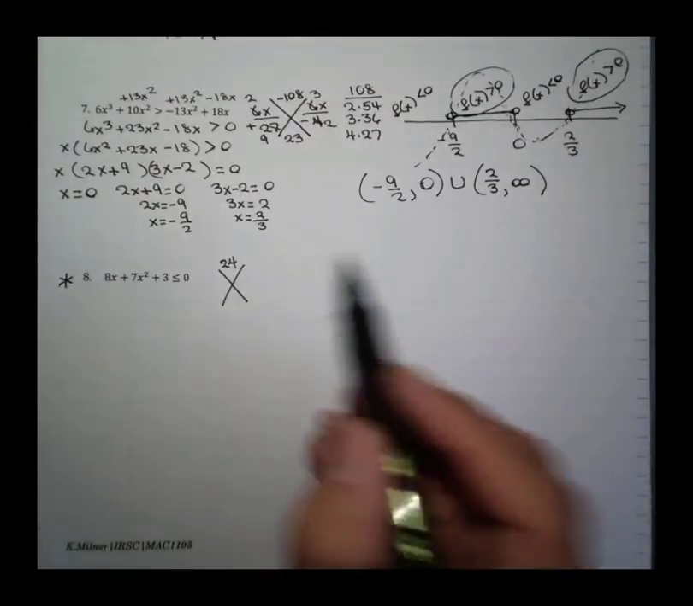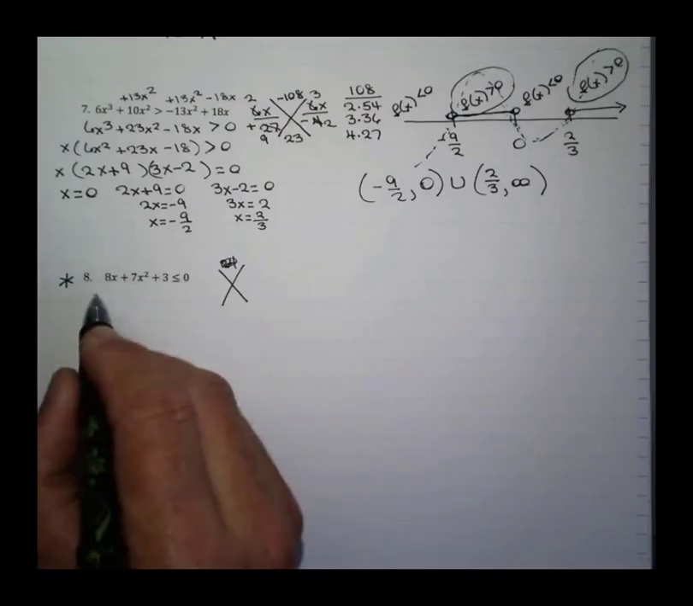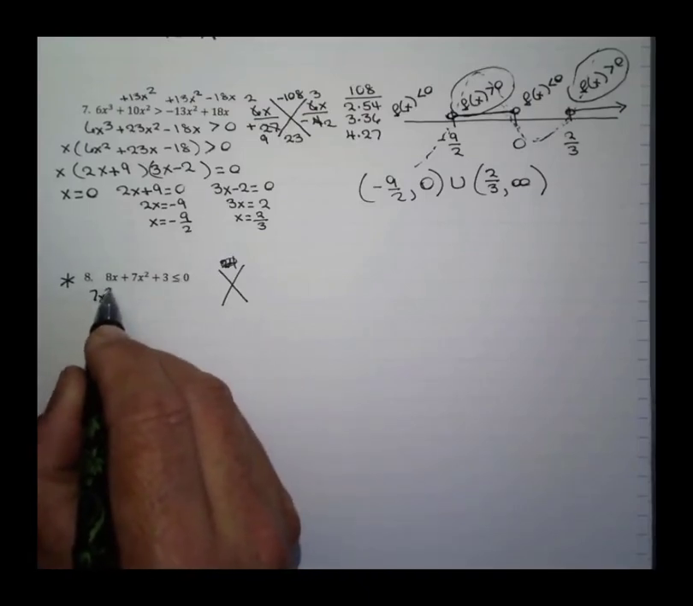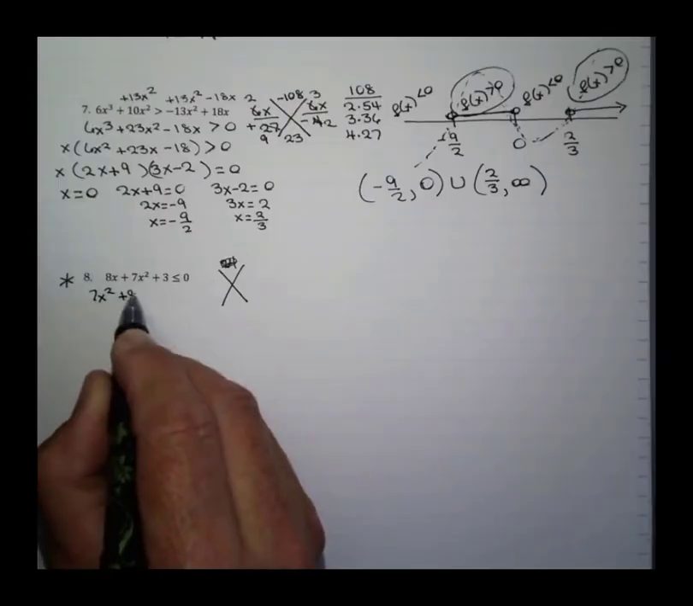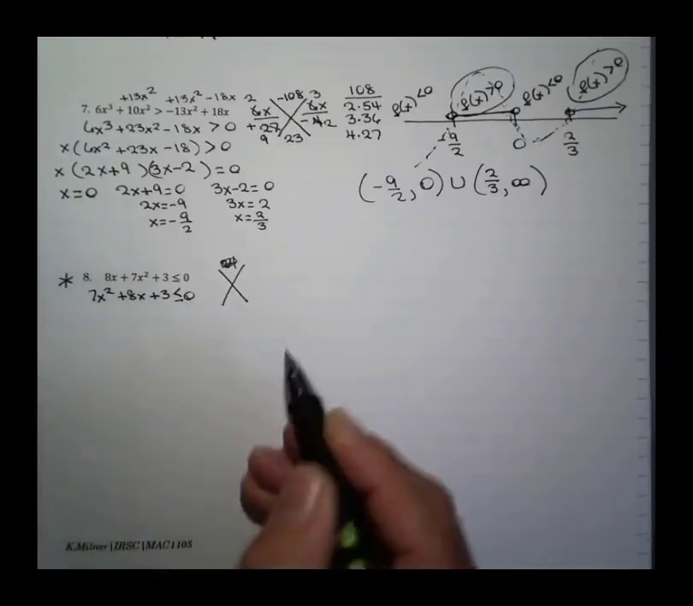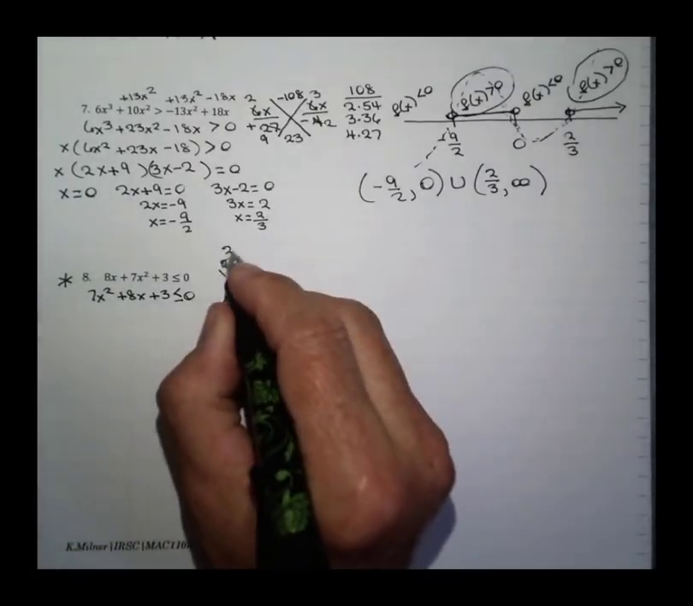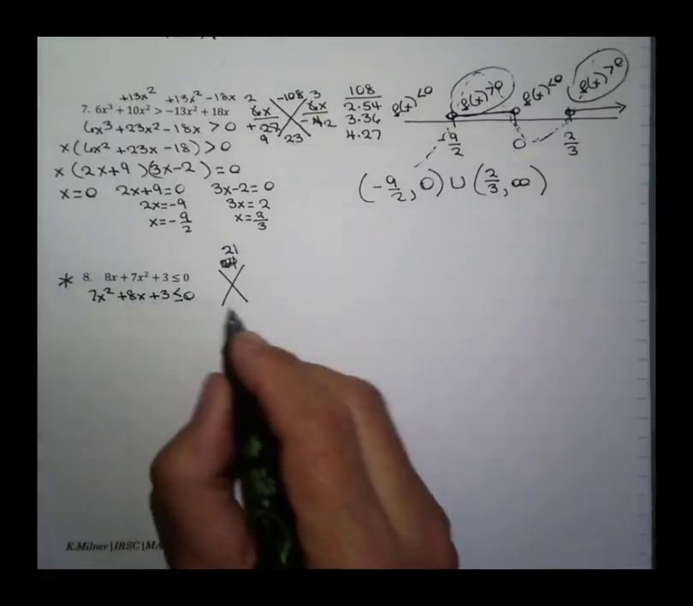Whoops, this is what I call what happens when you don't look very closely at your problem. That's not supposed to be the first term. 7x squared is the first term. Then plus 8x plus 3 less than or equal to 0. Okay, so now the top of my diamond is 7 times 3, which is 21. And the bottom is 8.